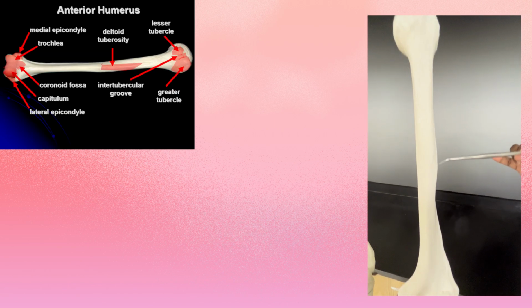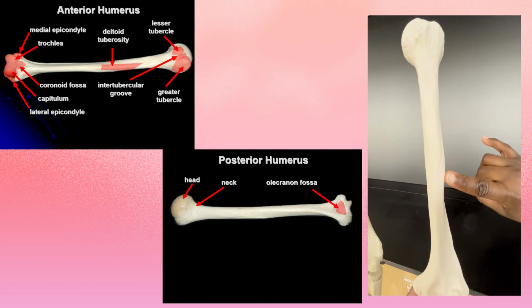This is the humerus. This is also the humerus. This is the head of the humerus. This is the greater trochlea. This is the lesser trochlea. This is the deltoid tuberosity, which is this pointy part here.